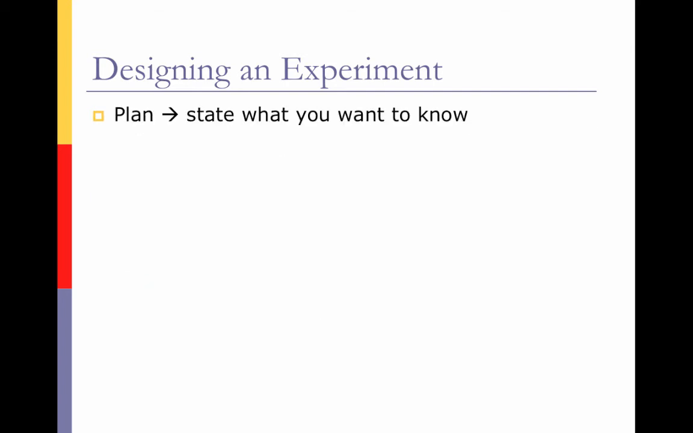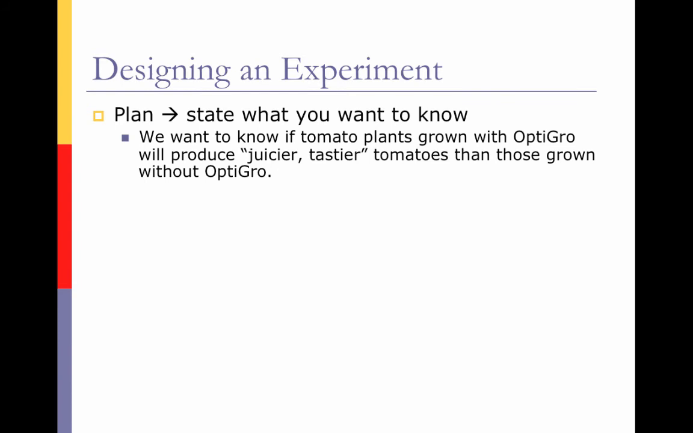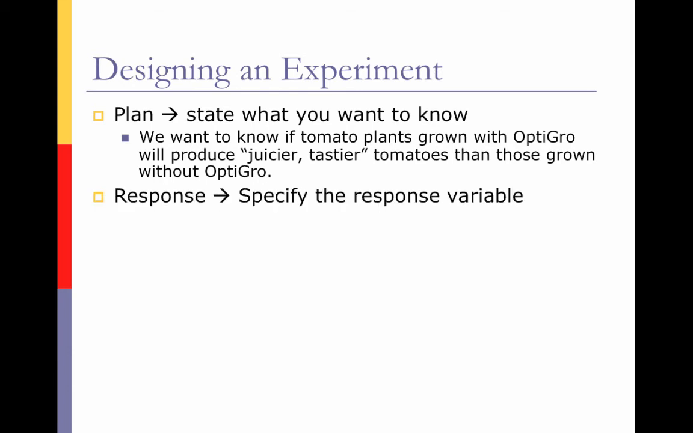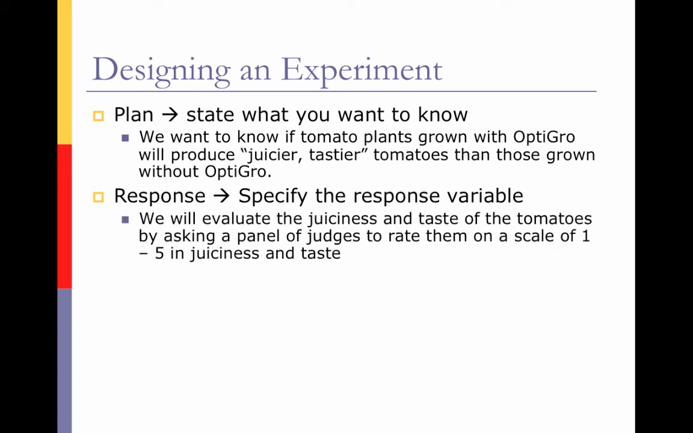We need to state what we want to know. In this case, we want to know if tomato plants grown with Optigrow will produce juicier, tastier tomatoes than those grown without Optigrow. We need to identify a response variable, specify the response. So in this case, we will evaluate the juiciness and taste of the tomatoes by asking a panel of judges to rate them on a scale of 1 to 5 in juiciness and taste.